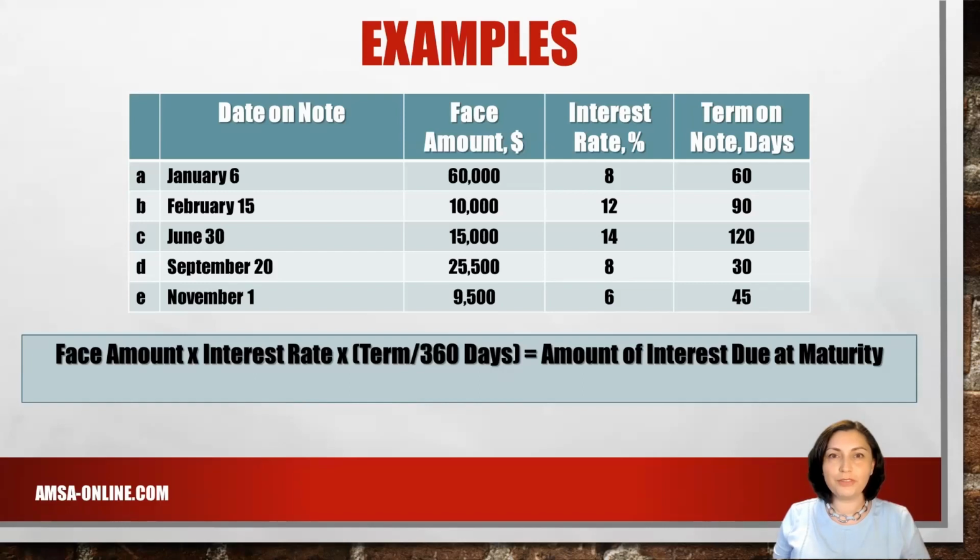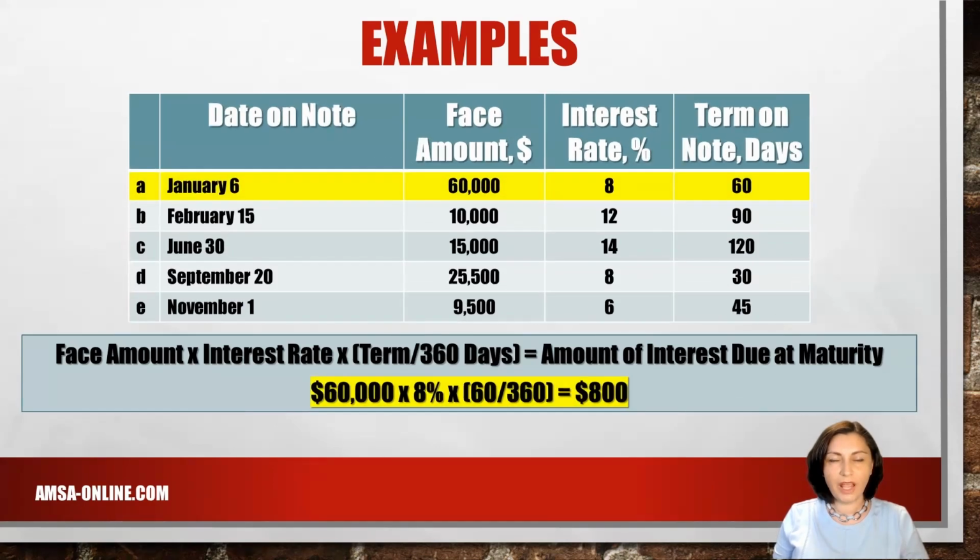We will look at 5 examples of notes receivable to determine the amount of interest. All notes start on different dates and have different face amounts, interest rates, and terms. In situation A, a 60-day note of $60,000 was issued on January 6 at 8%. The term of a note is the amount of time between the issuance and due date.